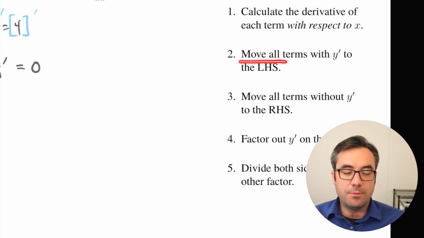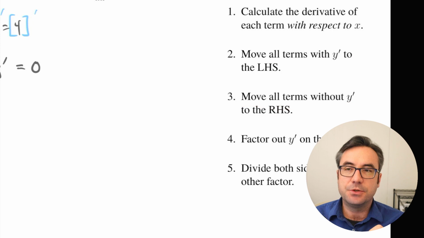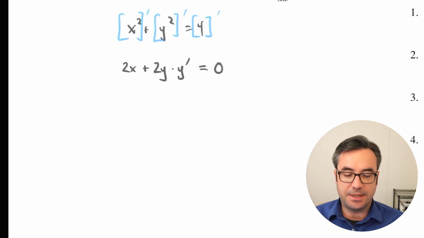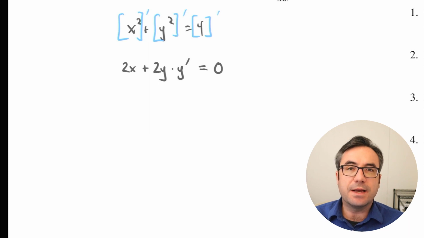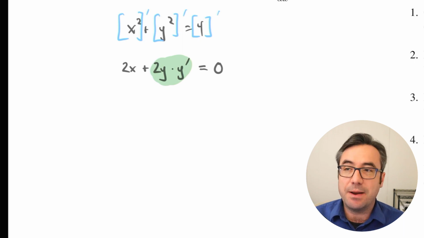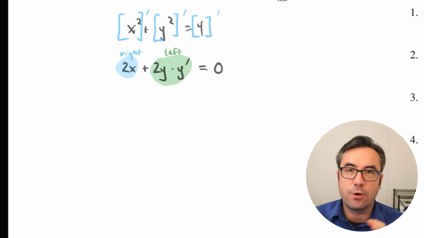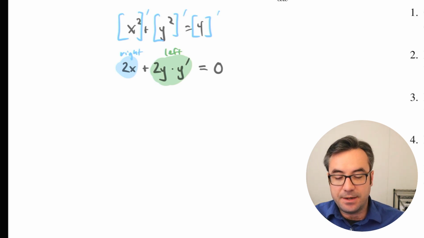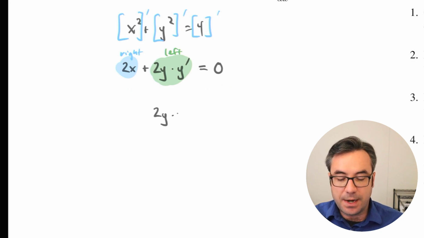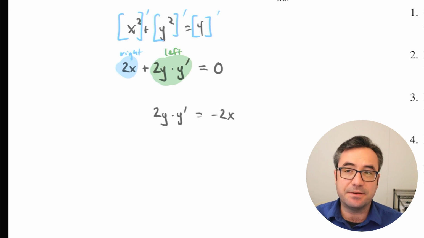Step 2, we're going to move all the terms with y prime to the left-hand side, and then we're going to move all the terms without y prime to the right-hand side. All right, so let's look. What term has y prime in it? Well, this whole thing right here, there's a y prime. And then what doesn't have y prime? Well, that 2x. So anything with y prime, we're going to keep on the left. So this is going to stay over here on the left. And then anything without y prime, we're going to move over to the other side. So the way to do that is I'm going to subtract 2x from both sides of this equation. So I have 2y times y prime, and then that'll be equal to negative 2x.